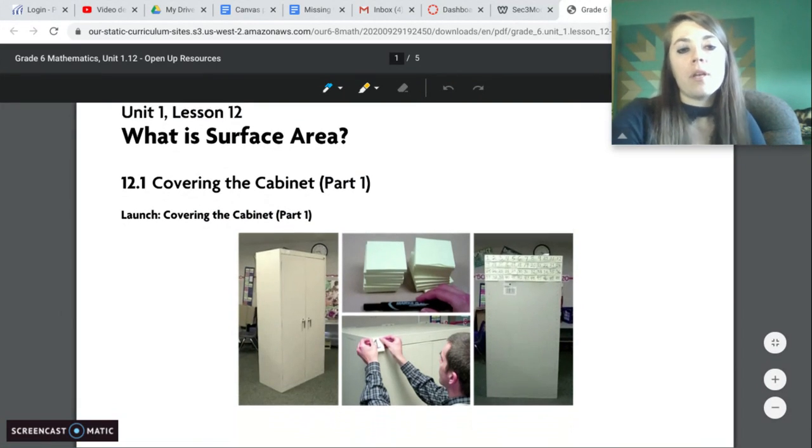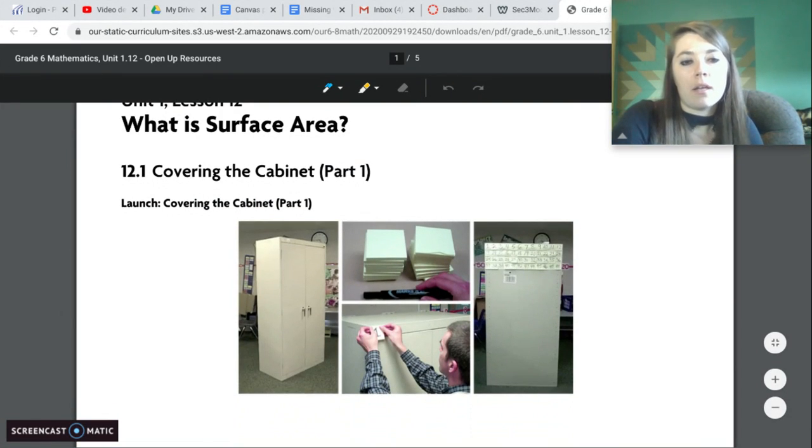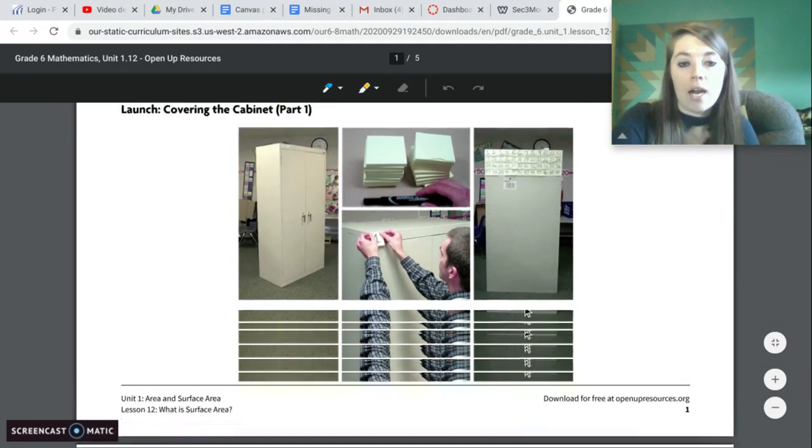So what we're looking at in this first part is covering the cabinet. And so this is going to give us a little insight into what we're looking at here. So we've got this cabinet and we're going to cover it with Post-it notes. And it wants to know, the initial part, which we aren't doing, is how many sticky notes would it take to cover the cabinet? So this is what it's talking about in terms of covering. We're taking all these sticky notes and covering the entire thing.